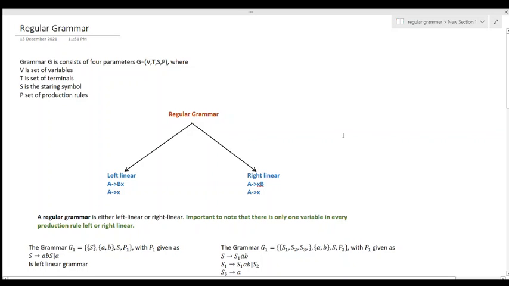Today we're going to discuss a very important topic: regular language. It's a regular grammar, and it is the simplest form of grammar, because we're going to see what special properties or special features will be reflected in this regular grammar topic. Before going into the discussion of regular grammar, let's understand what grammar is.